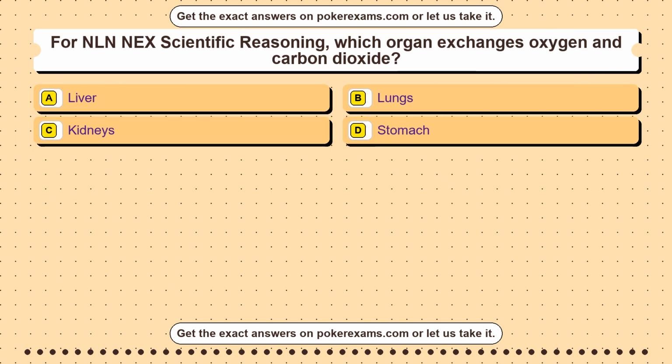Question 32. For the Get Science practice test, which number is the mode of 4, 6, 6, 7, 9? Option A, 9. Option B, 4. Option C, 6. Option D, 7.